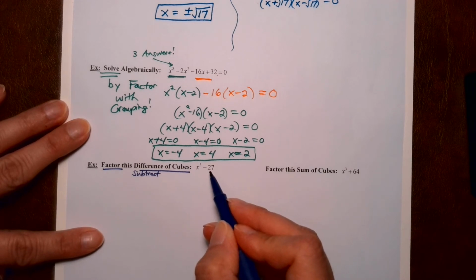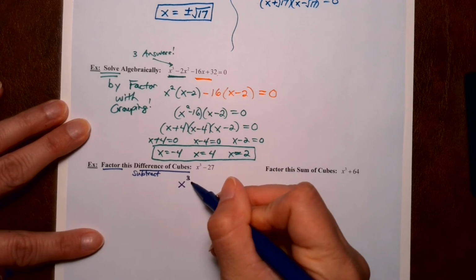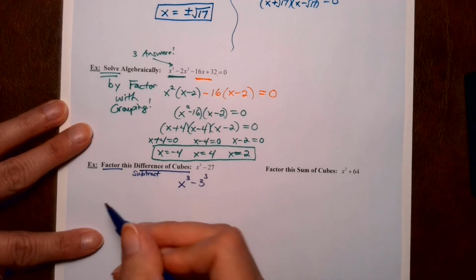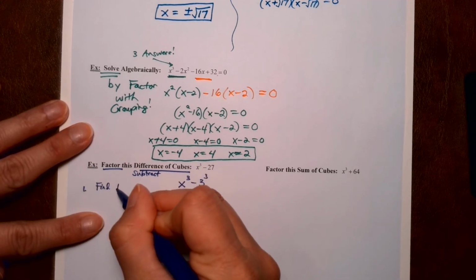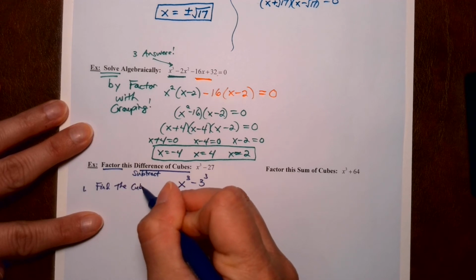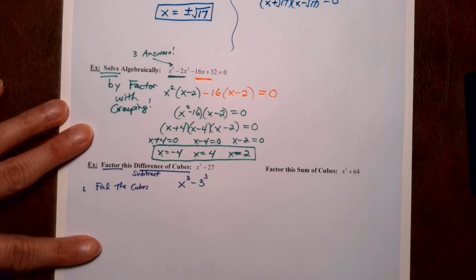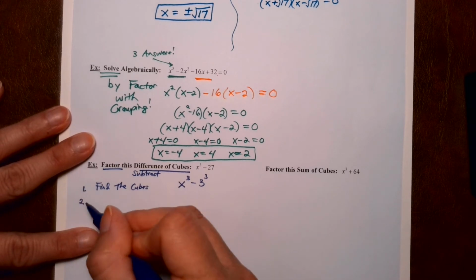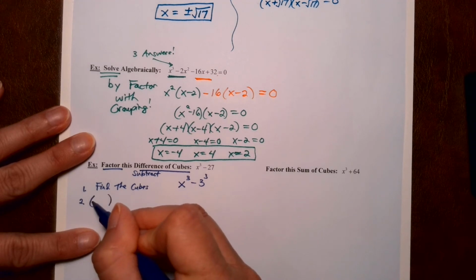And then 27 is what? 3 times 3 times 3, right? I recommend that we write this as the cubes. Okay, so step 1 is find the cubes. Find the cubes. 27 came from 3 cubed. Okay, now step 2.